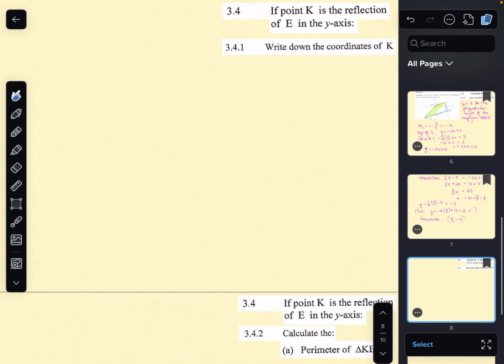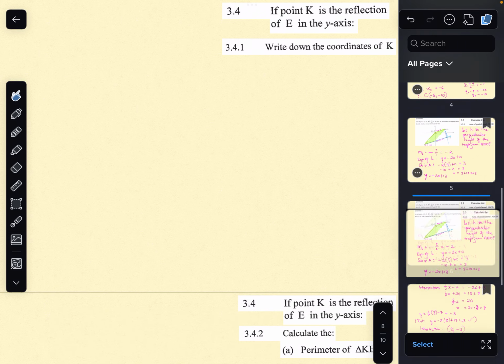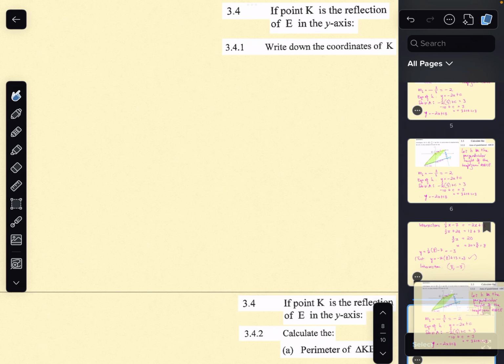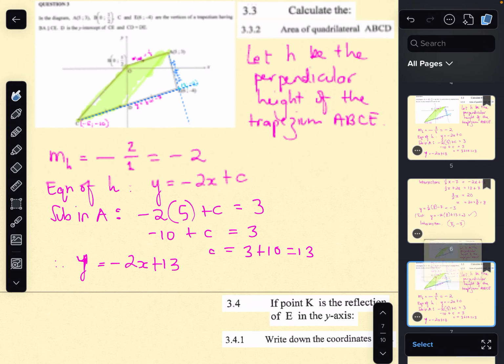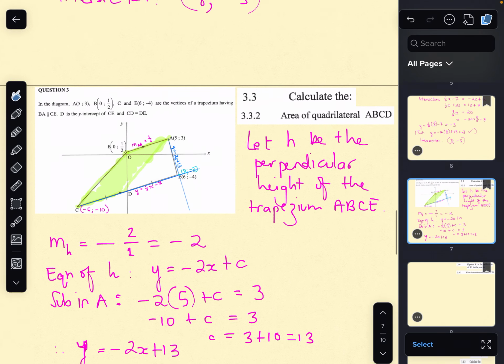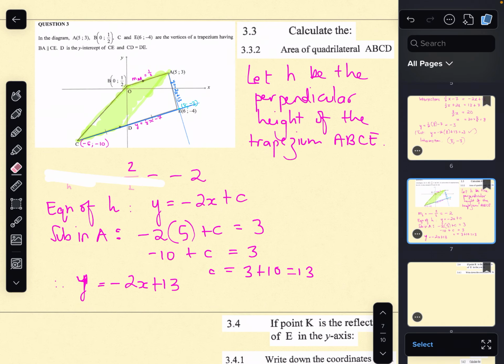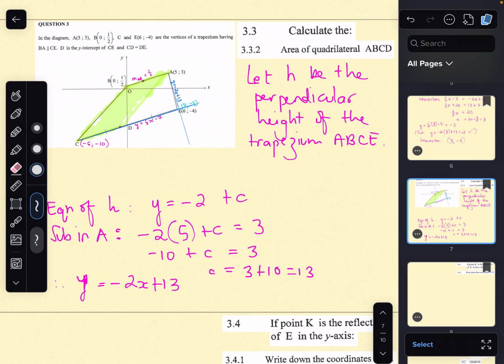What is happening? There we go. That's all I want. Okay, so let us erase all of this stuff.